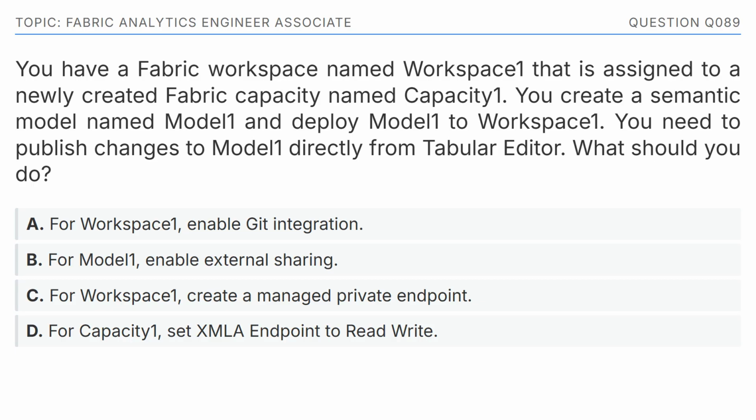What should you do? The options are Option A, for Workspace 1, enable Git integration. Option B, for Model 1, enable external sharing. Option C, for Workspace 1, create a managed private endpoint. Option D, for Capacity 1, set XMLA endpoint to read-write.